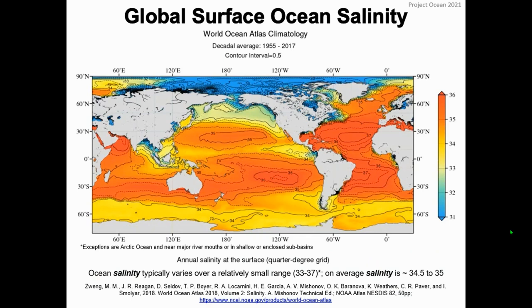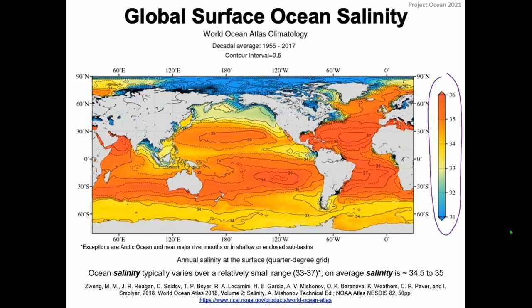Well, I already kind of mentioned this. Here's a nice plot of global surface ocean salinity. This is showing you the decadal average surface ocean salinity from 1955 to 2017, and this is from the World Ocean Atlas Climatology. Now you can see just by looking at it, there are variations in salinity throughout the surface ocean. But if we look at our legend scale, we can see that that's a pretty narrow range from as low as 31 to as high as 36 plus.